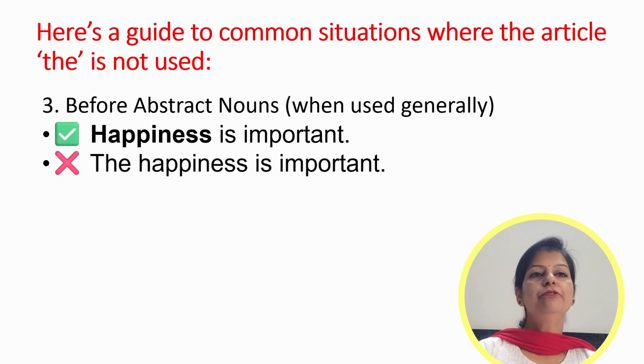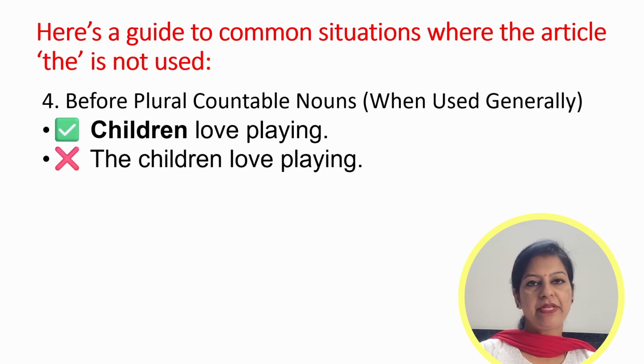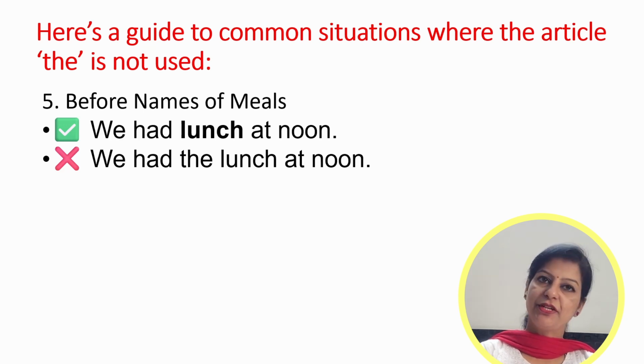Third, before abstract nouns, when used generally, we don't use the with ideas or qualities when we speak about them in general. For example, happiness is important. We don't say the happiness is important because we are talking about happiness in a general sense. Fourth, we don't use the with plural nouns when we talk about them in general. For example, children love playing. We don't say the children love playing because we are talking about children in general, not specific children.